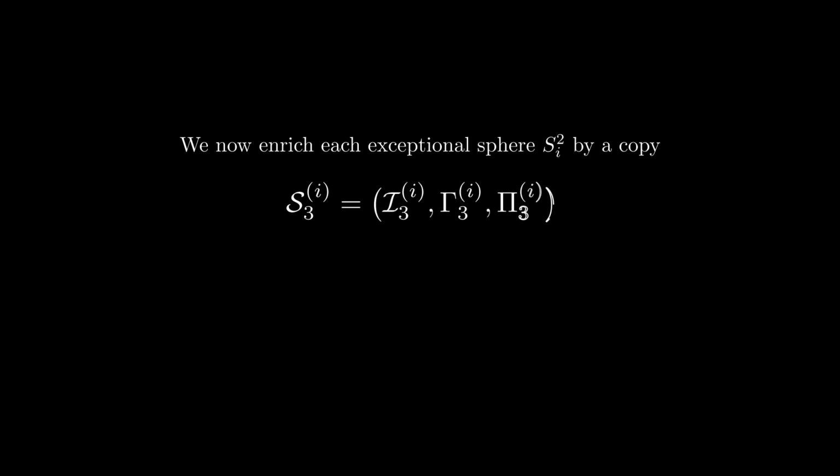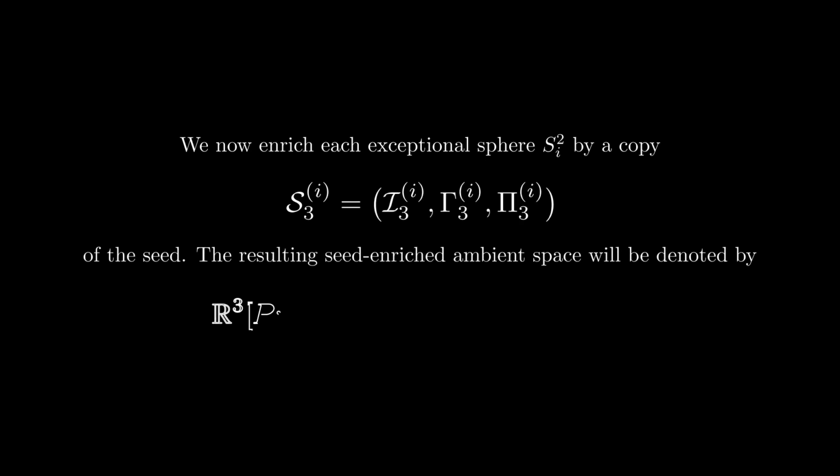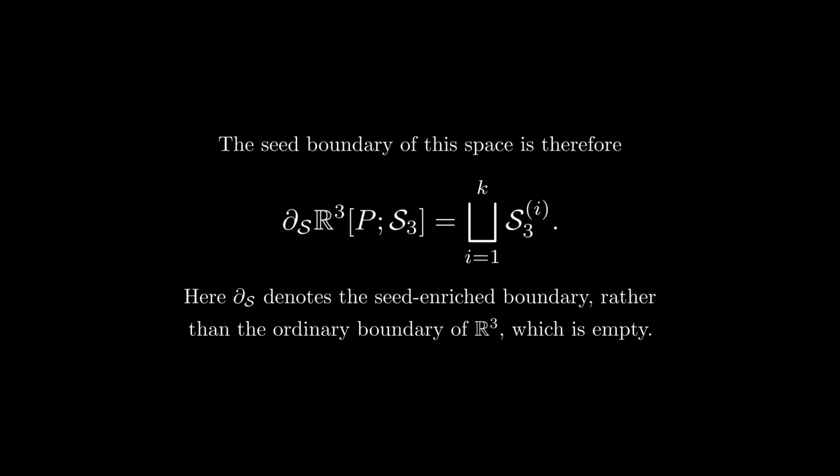Now we're going to enrich each exceptional sphere by a copy of the three-dimensional seed, denote it as such. And so we get this boundary of seeds. So we have this R3 and it's collapsing to this boundary of disjoint seeds.